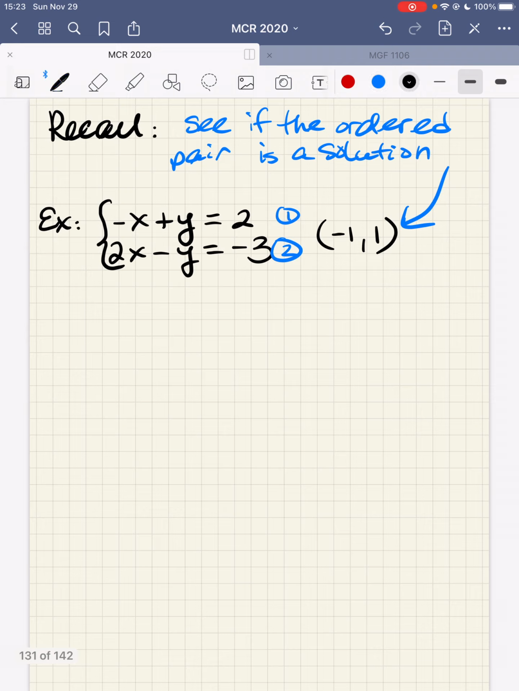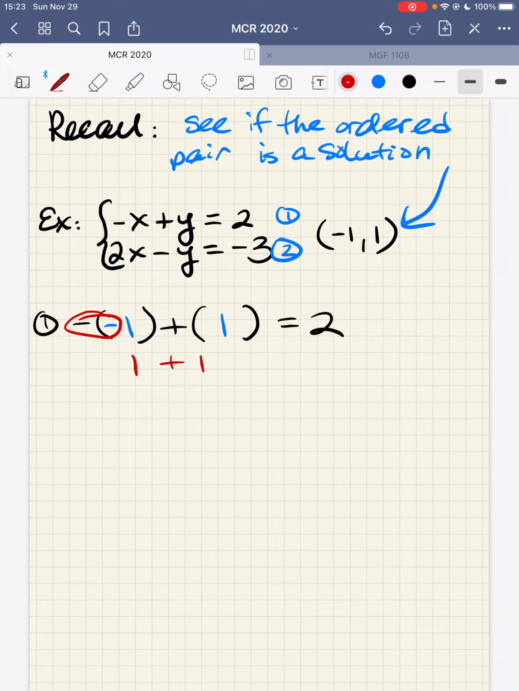The first thing we want to do is take equation 1. So we have negative x plus y is equal to 2. And we want to plug in the values for x and y. So x is negative 1, y is 1. And we just want to see if this is a true or false statement. Remember, a negative and a negative give me a positive, so this is 1 plus 1 is equal to 2. 1 plus 1 is 2. 2 is equal to 2. This is a true statement. So equation 1, this works.